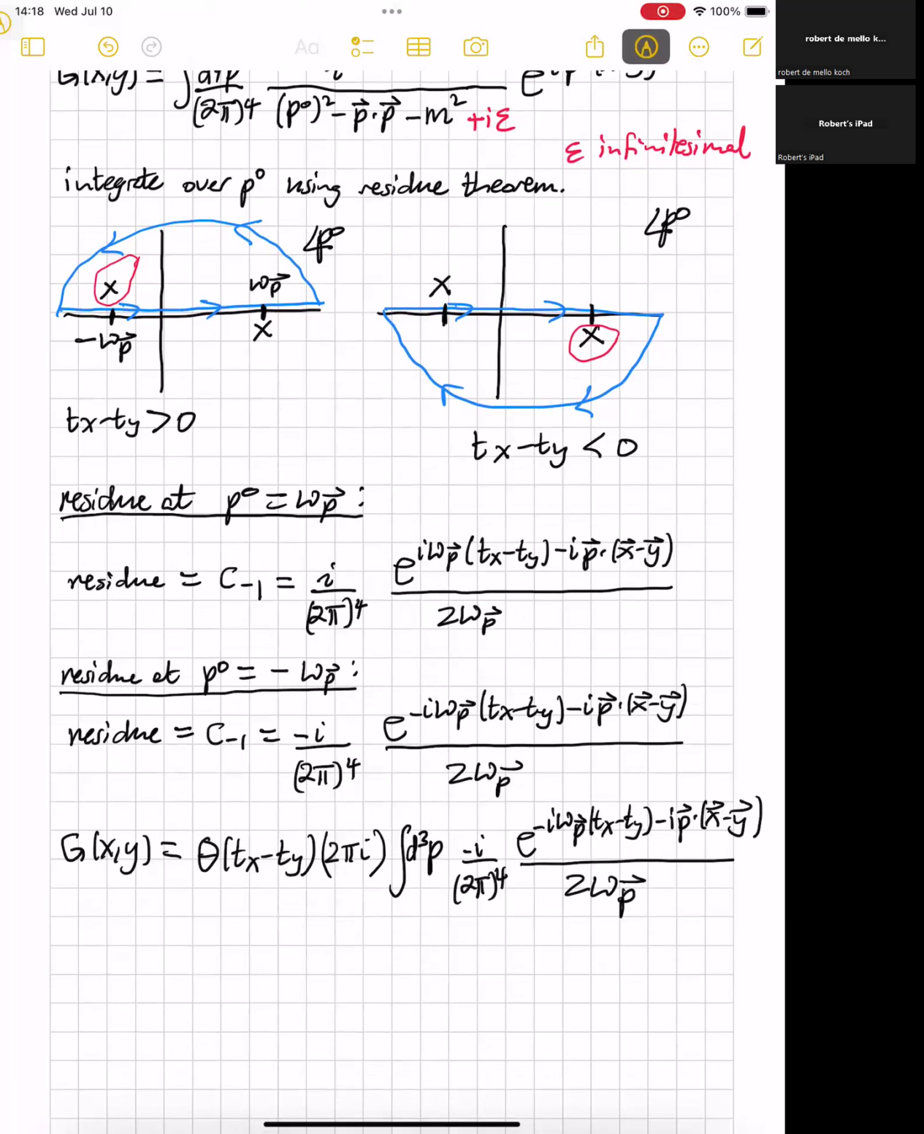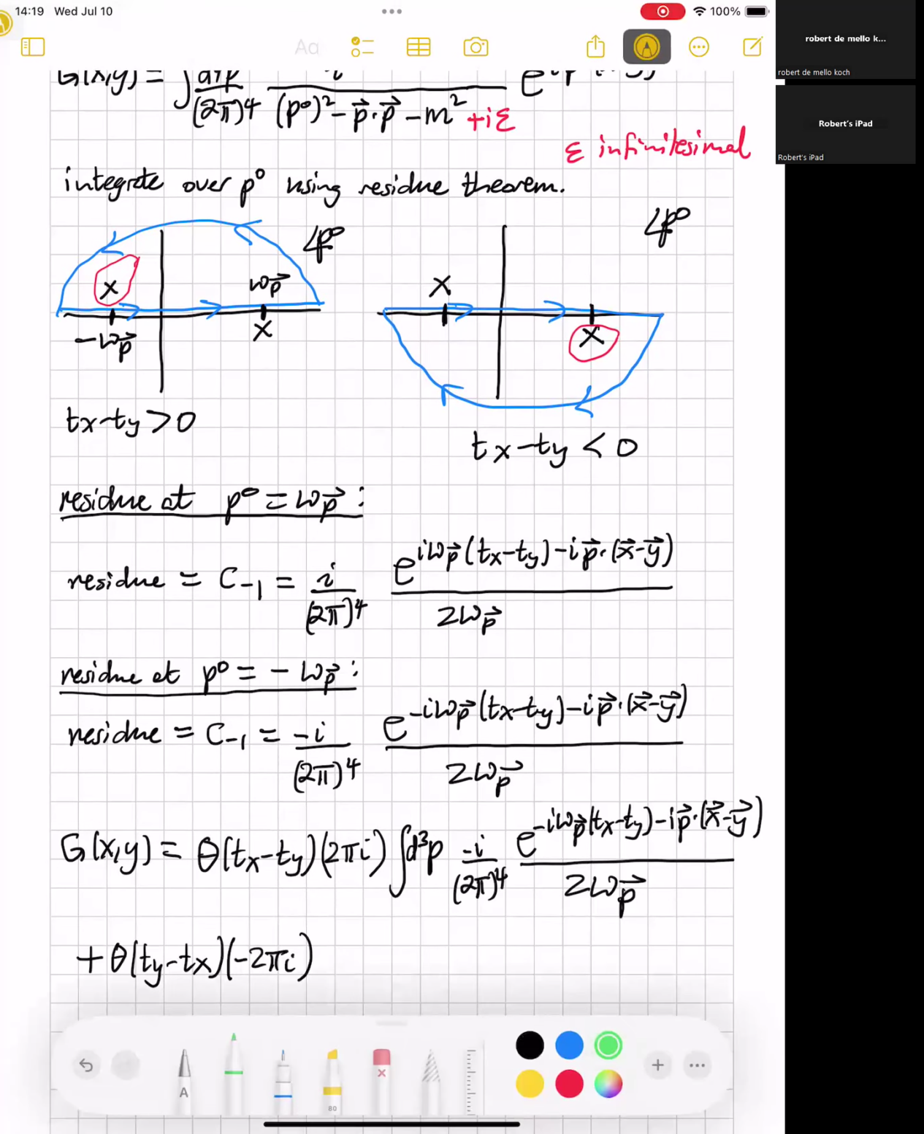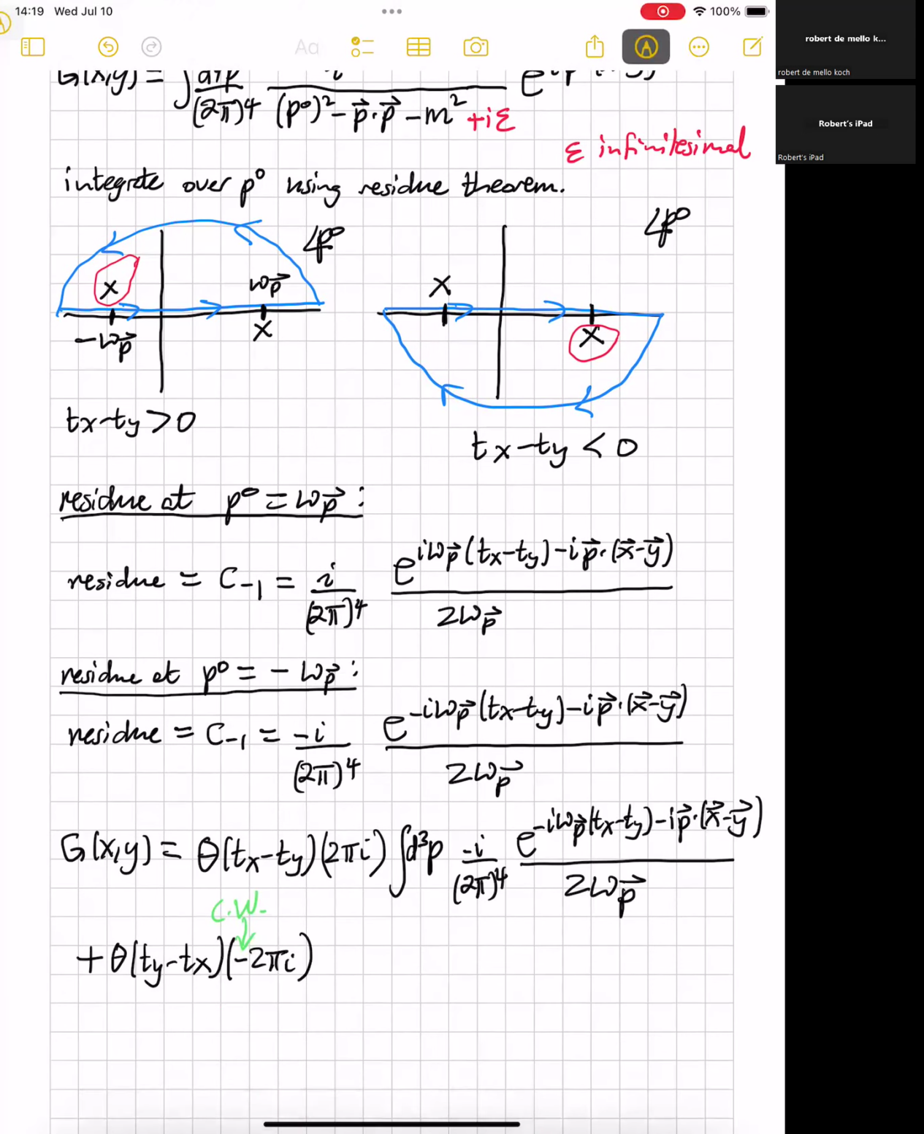And then there will also be a contribution when tx minus ty is less than 0, or equivalently when ty is greater than tx. Here I want you to notice something. In the first term that we wrote down, we went counterclockwise around the pole. But for the second term, we are going clockwise around the pole. Because we go clockwise, we've reversed our direction of integration as compared to the residue theorem. So when you go clockwise around the pole, the answer for the integral will be minus 2 pi I times the sum of the residues. So we'll have minus 2 pi I. And this minus sign is because we went clockwise around the pole.